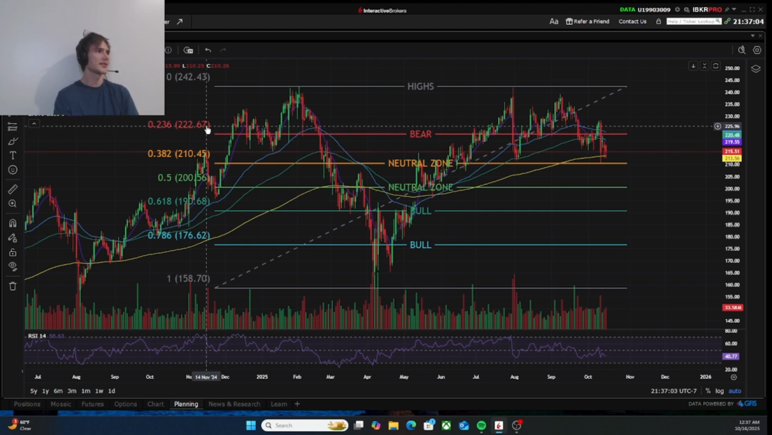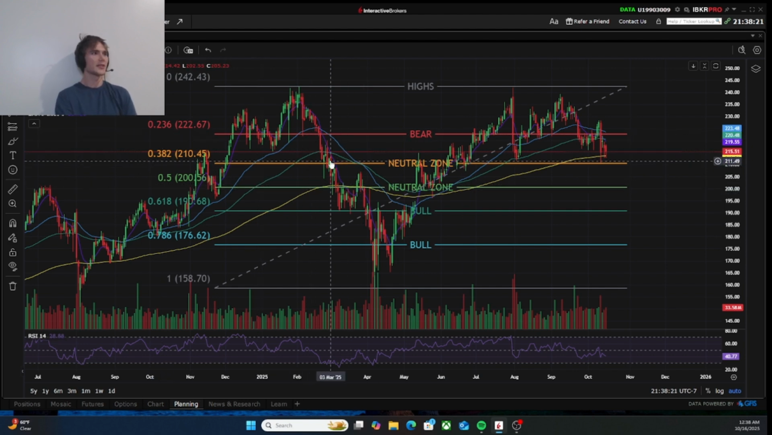Bear zone, 0.236 to 0.382. This area acts like resistance during a retracement in a downtrend. When price rallies up into this zone, I'm watching for projection wicks, bearish candles, or a break back below my EMAs. If that happens, it tells me momentum is turning down, and that can be a possible short entry if other confirmations line up.